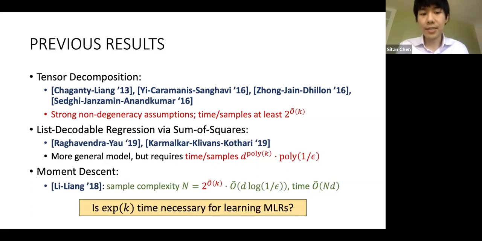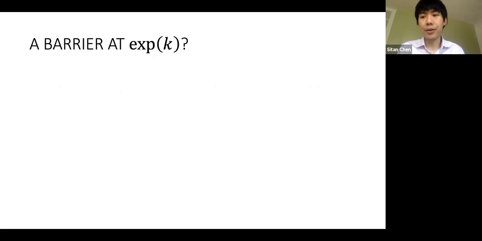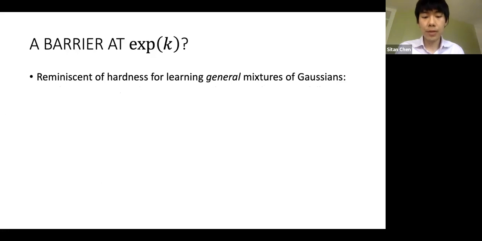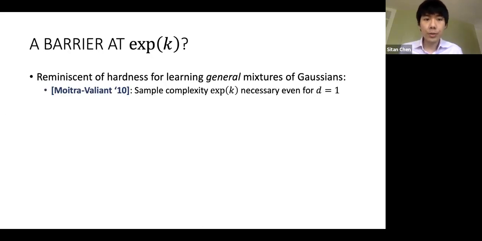Okay, so the natural question to ask is: is there any algorithm that can circumvent this exp(k) barrier for learning mixtures of linear regressions? Now, there's a lot of compelling evidence that this exp(k) barrier is, in some sense, unavoidable. If we look at the corresponding problem of learning a general mixture of Gaussians, of which MLR is a special case, there's actually a lot of strong evidence that you can't do better than exp(k). First of all, Moitra and Valiant in their paper showed that sample complexity that's exponential in k is necessary even in one dimension.